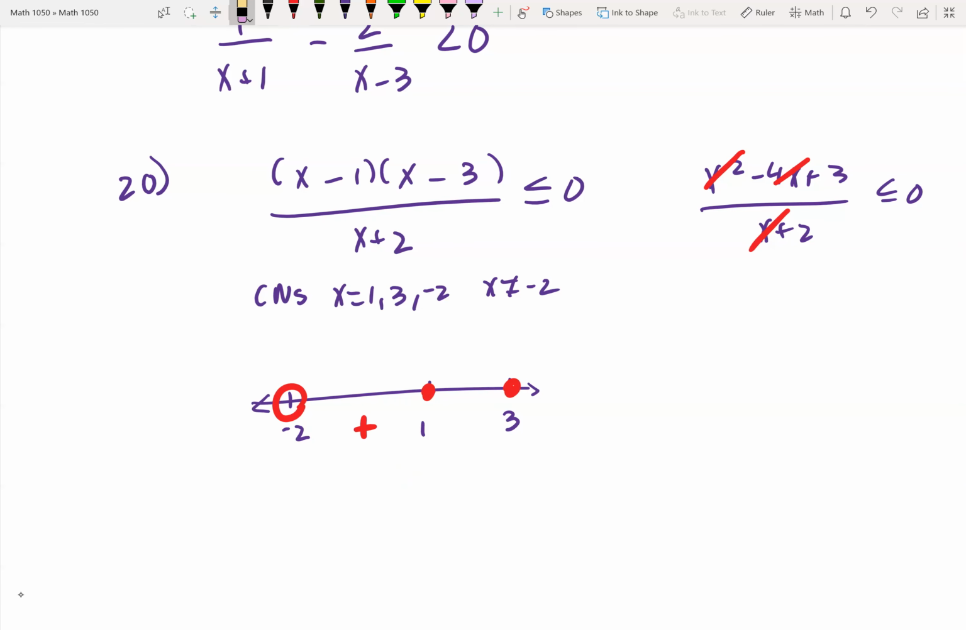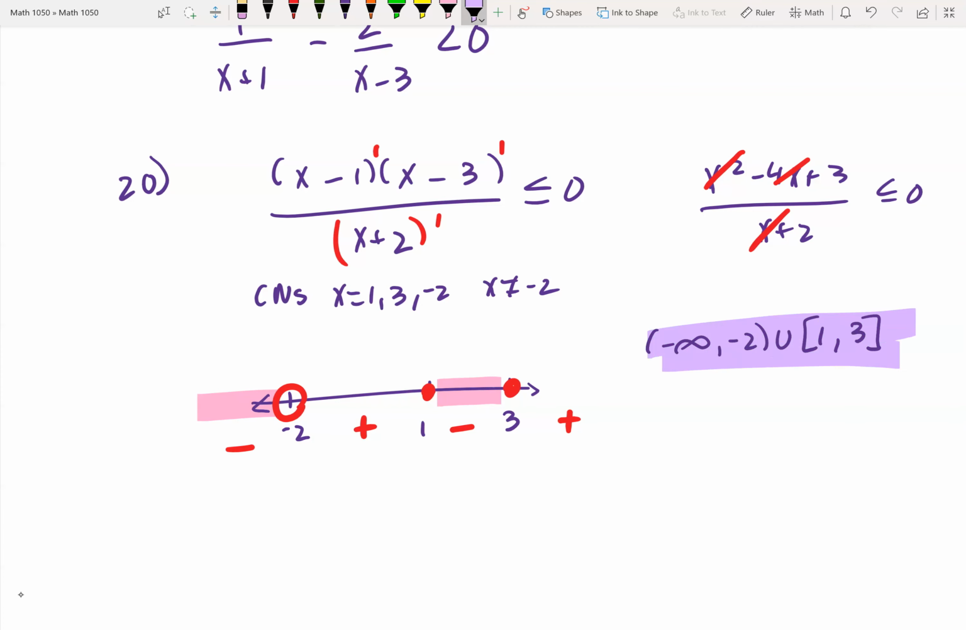I know my signs are going to alternate because all of these exponents, once it's factored, are all 1s. So it's going to be negative, positive, and I'm looking for less than, which would be negative. So that's here and here. So my answer is negative infinity to negative 2 with a parenthesis, union 1 with a bracket to 3 with a bracket. Please make sure you highlight your answer and do not forget the U.